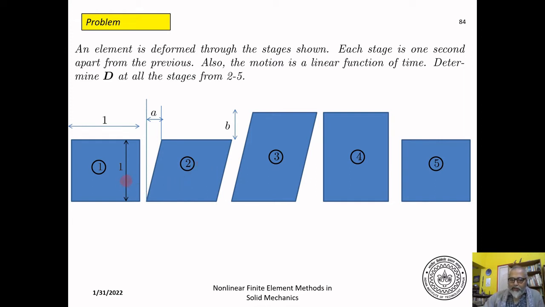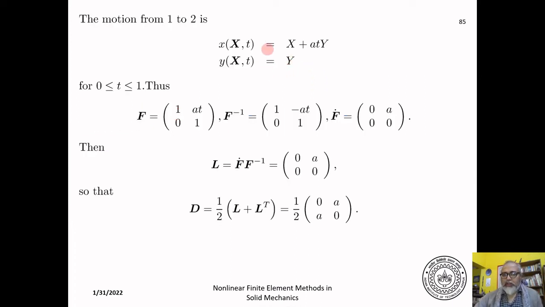So let's try to write the motion between 1 and 2, then we'll write it between 2 and 3 and so on. So first write it between 1 and 2, which is obviously a simple shear, and at the end of the simple shear it has tilted by an amount A. So this would be the motion: at time t equal to 0, small x is equal to capital X, of course, and at time t equal to 1, small x is equal to x plus a times y, and y is equal to capital Y.